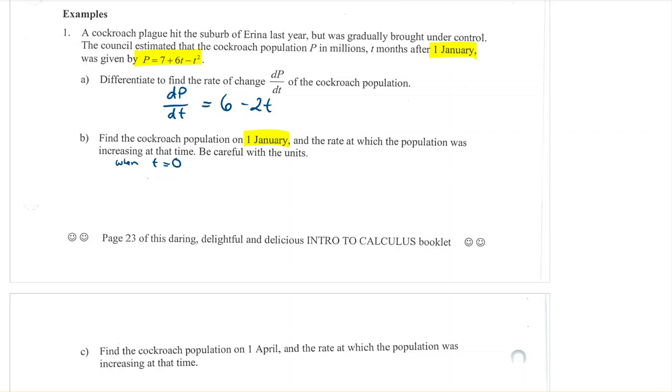Now I want to find the population, which is the P. So my P equation highlighted in yellow, the 7 plus 6t minus t squared. I just want to sub in that t is 0. So that's 7 plus 6 times 0 minus 0 squared. But obviously that is just going to be equal to 7. Here's the units part where it said be careful with units. What is the units of that P there? Millions. It would be million cockroaches, yes. So it is in millions. And we're talking about how many million cockroaches we have.